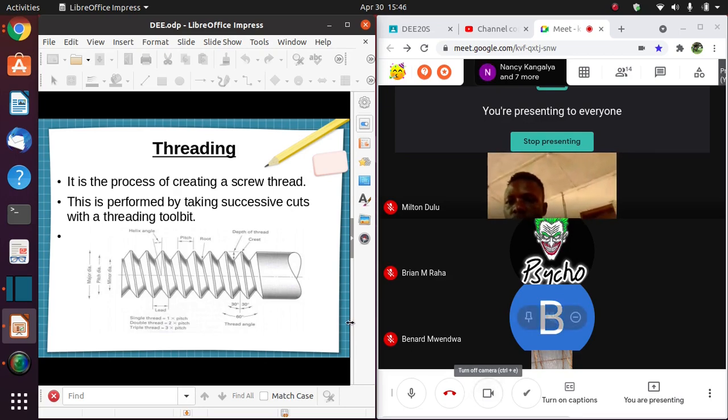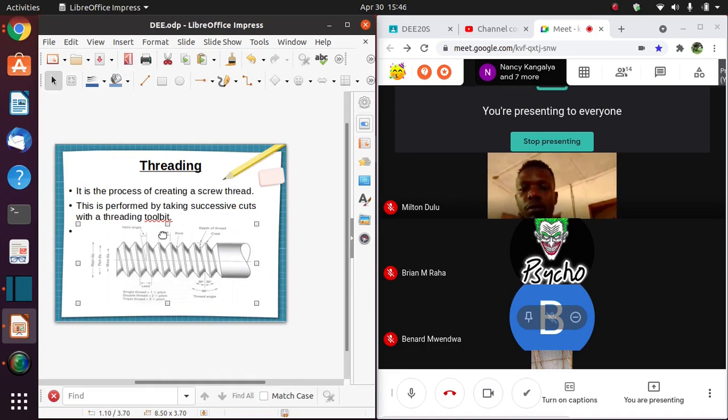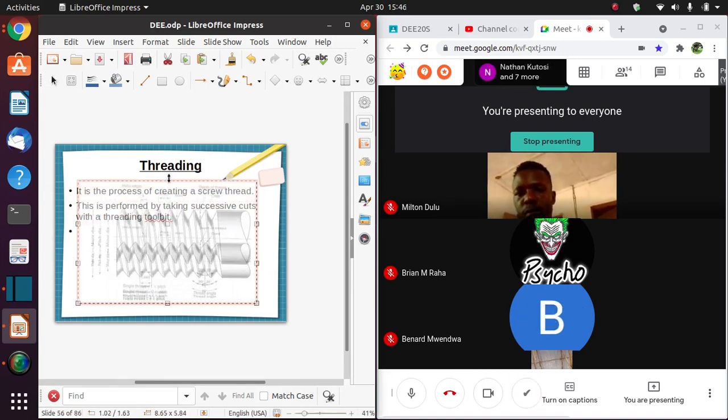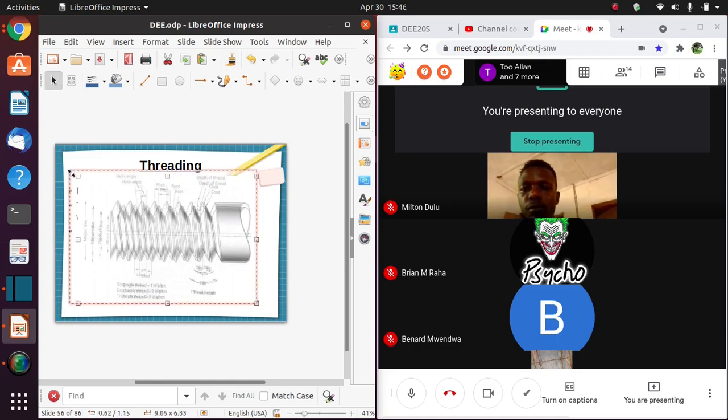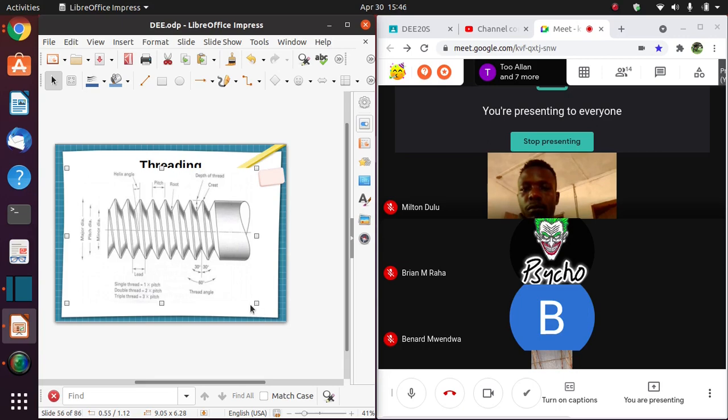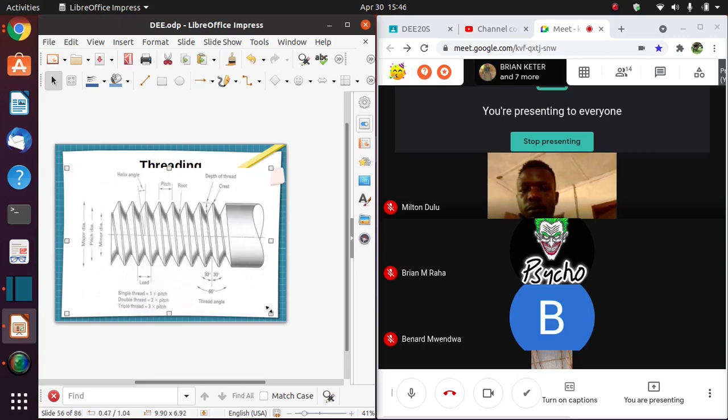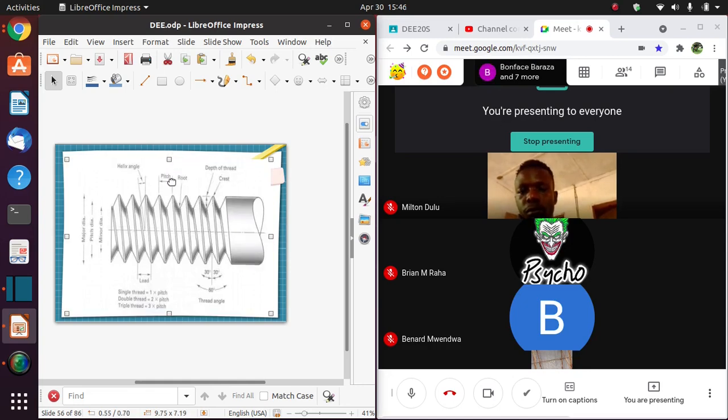And this diagram over here, let me enlarge it, will show us the nomenclature, some terms that are necessary for us to know so that we are able to calculate and understand threads tukienda kuzitengeneza. We just don't create them randomly. We need to know some of these terms and what they mean when it comes to threading.